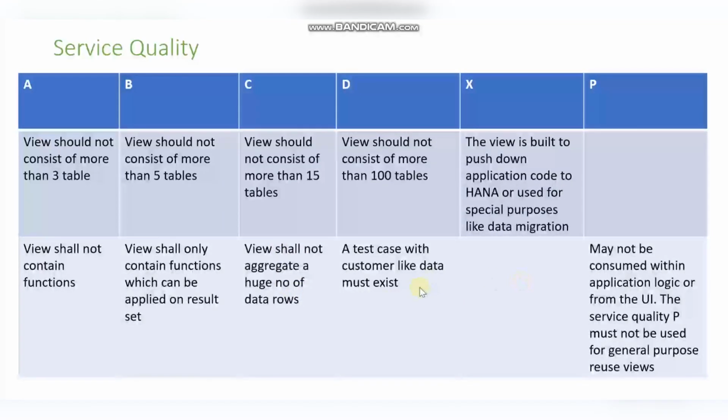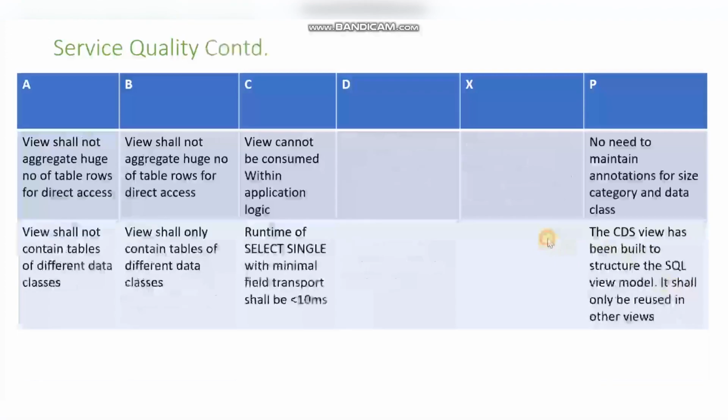If you make it D, customer data should have at least one field like that, and for X we don't have anything. And if you make it P, it should not be used for general purposes like a simple CDS view, and we can't consume it from the UI also.